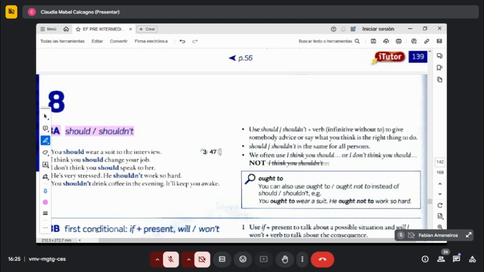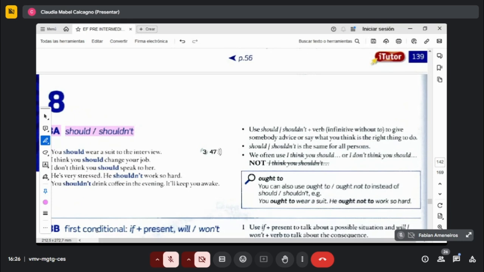Same for all persons. We often use I think you should or I don't think you should. Cuando hablamos de dar la opinión, o sea, creo que deberías hacer algo o no, la estructura es I think you should o I don't think you should, usando ahí el presente simple con don't think. No se suele utilizar la frase I think you shouldn't. ¿Sí? Y ought to... El negativo es shouldn't.